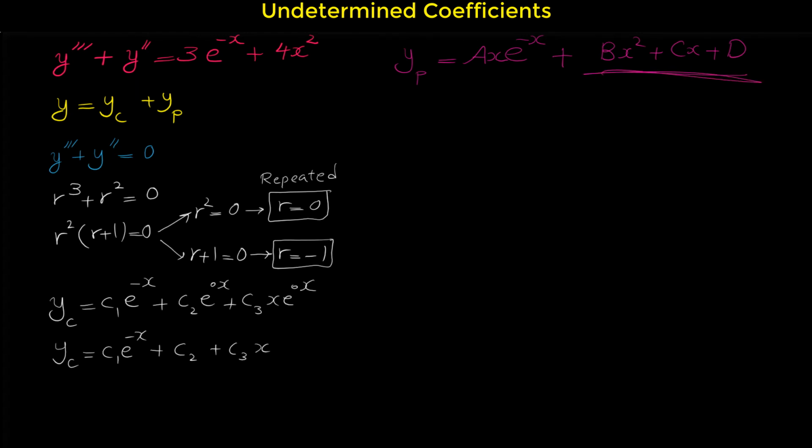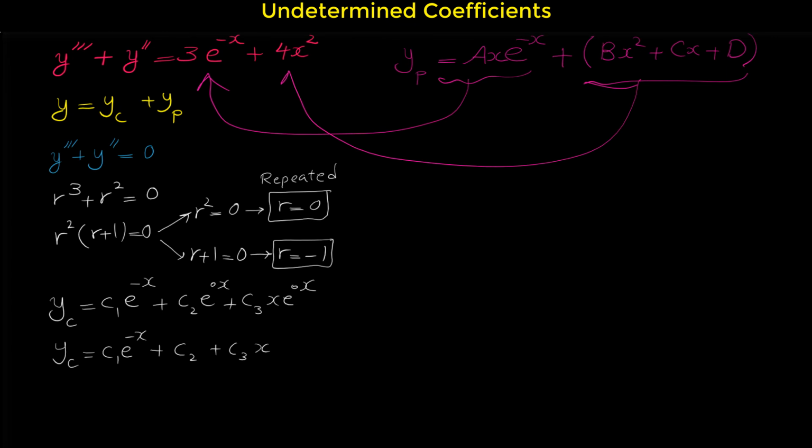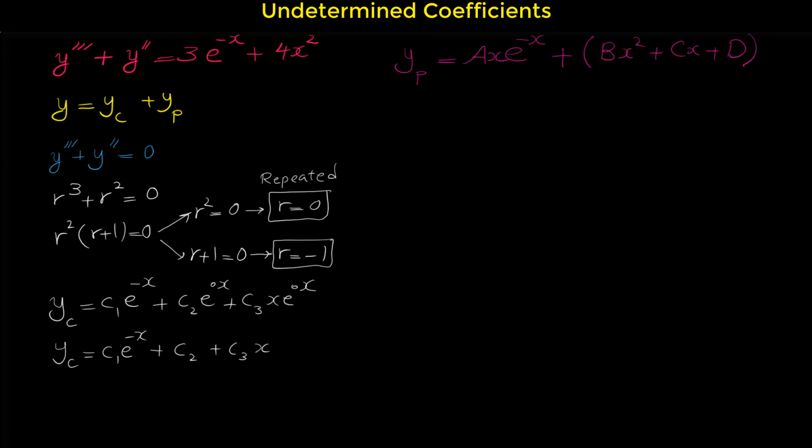But comparing this with our complementary solution, we can see that we have terms common between this and this. Some of the terms here appeared here. Again, to prevent this, we have to multiply this part. Note that this part is separated from this part. This part is related to this, and this part is related to that. How can we prevent duplication? We multiply this by x, x2, x3, and so on, till none of the terms here appears here.